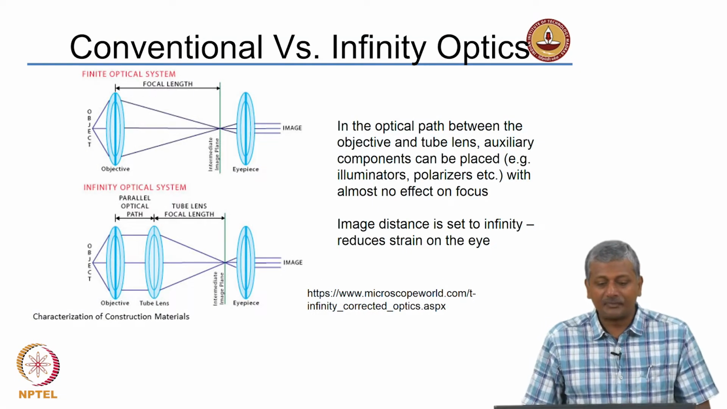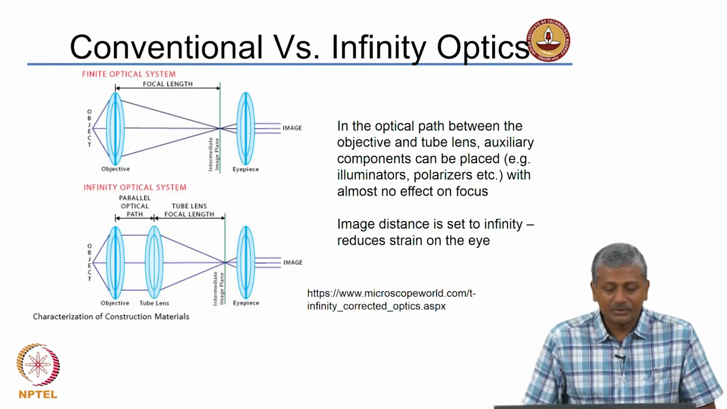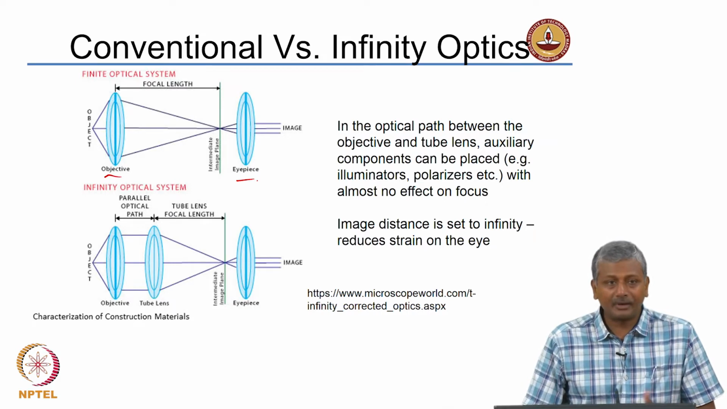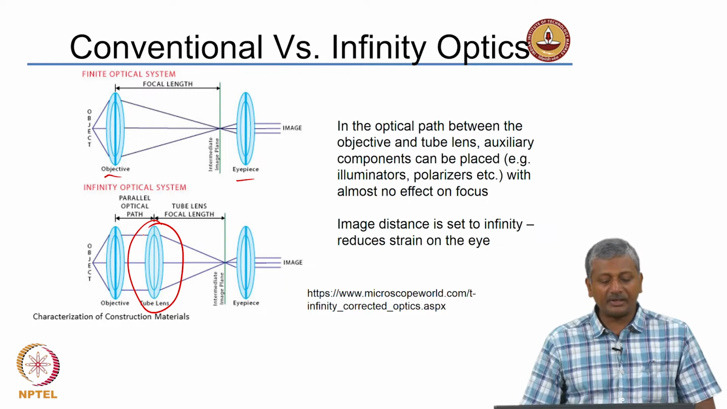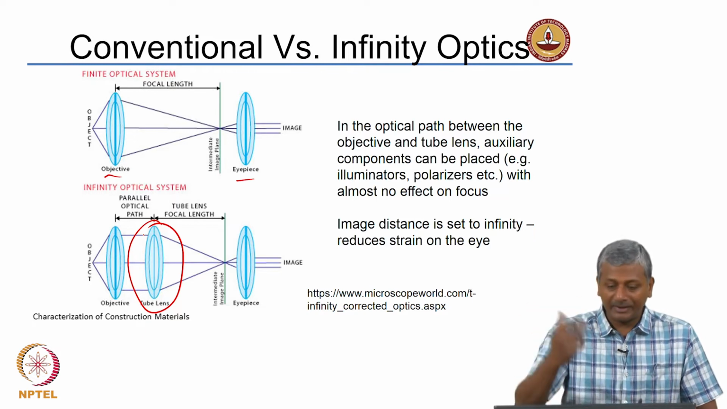So, again this is a ray diagram description of the conventional versus infinity optics. You have your objective and the eyepiece in the case of a regular conventional system, and in an infinity optical system you have the intermediate lenses called the tube lens, which leads to a condition where you are able to focus on something at infinity.